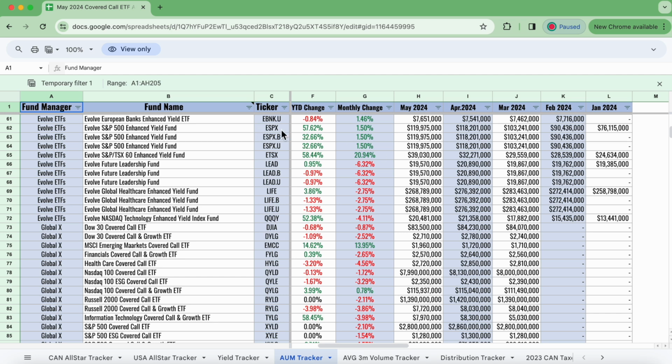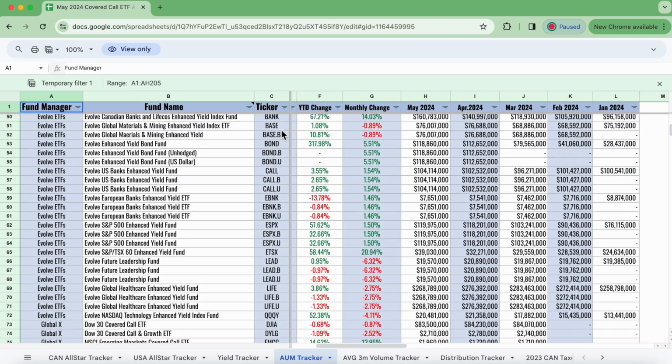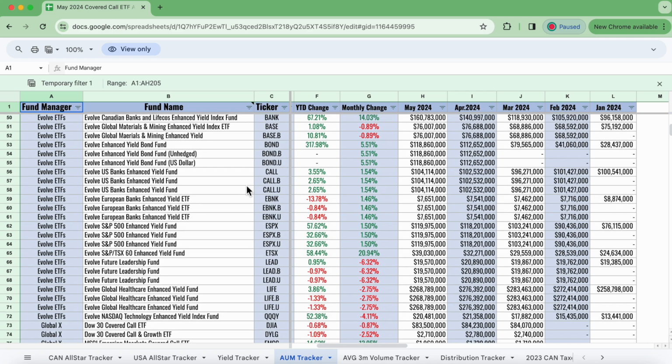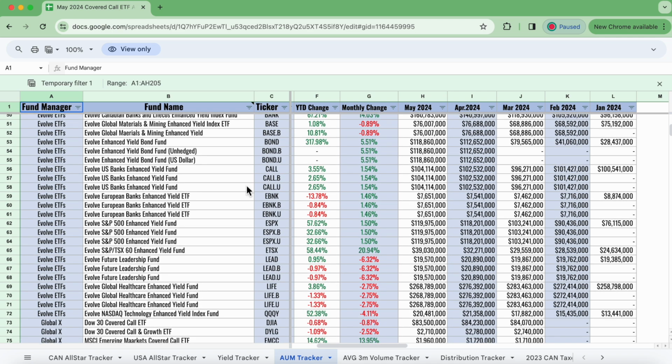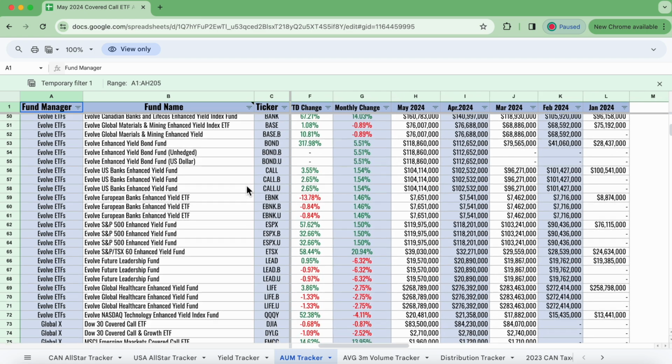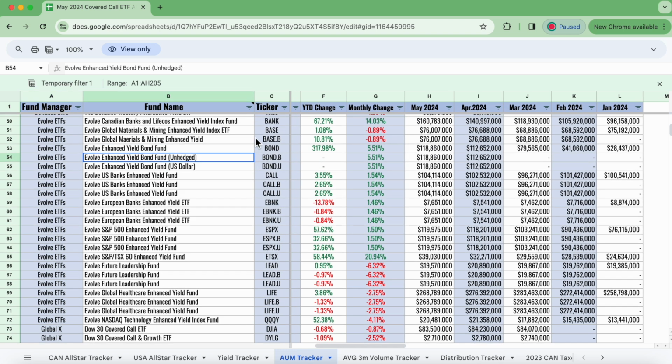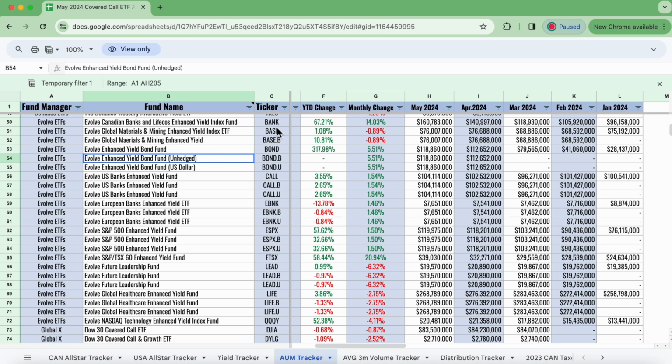I've been saying for a year, I think ESPX could be a flagship fund for Evolve, but I think that title might just be going to Bank. I can't remember if Bank was around early last year. It might have been, but before that I was kind of saying ESPX. So I would say for Evolve ETFs, Bank, probably their flagship, then ESPX, and probably ETSX to take bronze in that regard.